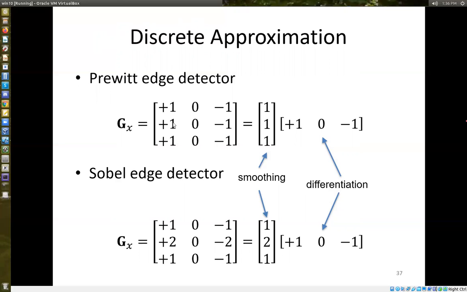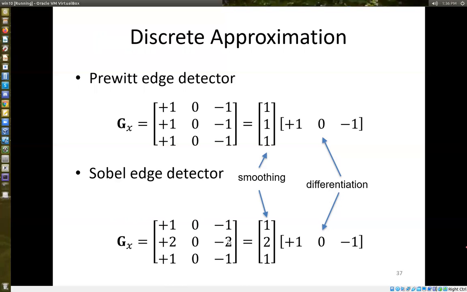It's less common. If I have a derivative along this direction, and the orthogonal direction applies a Gaussian-like filter, then we have the Sobel filter, the Sobel edge detector. That's more common. So basically, it's a very simple idea: on one side you do smoothing, on the other side you do the derivative.